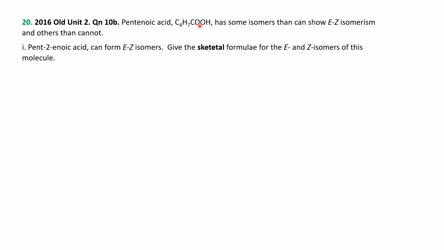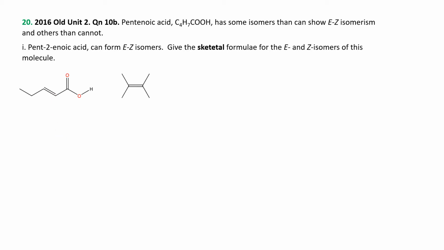Pentenoic acid, C4H7COOH, has some isomers that can show EZ isomerism, others that cannot. Pent-2-enoic acid can form EZ. Give the skeletal formulae for the EZ isomers of this molecule. So first of all, let's draw it out. There's the acid group at carbon 1, carbon 2 is where the double bond starts.